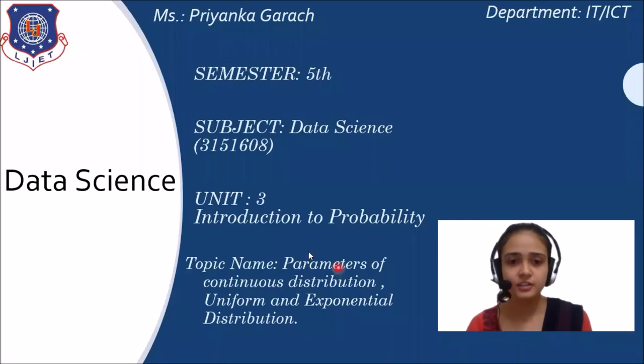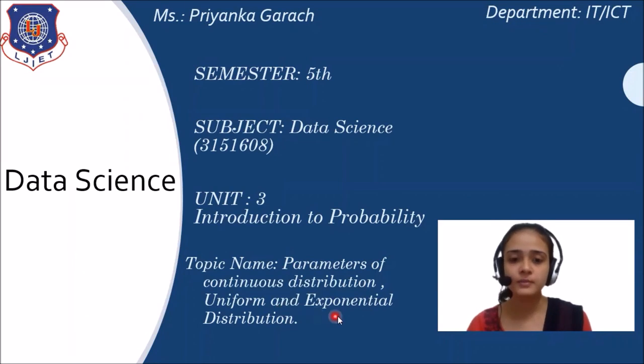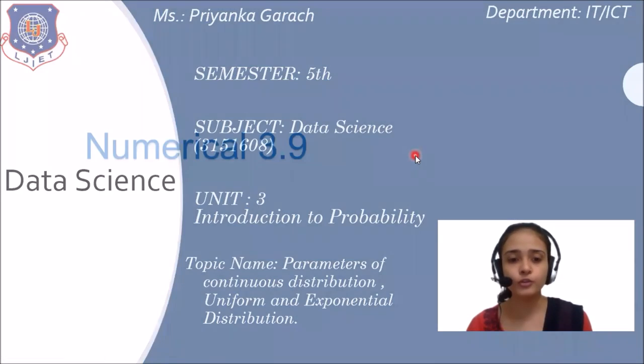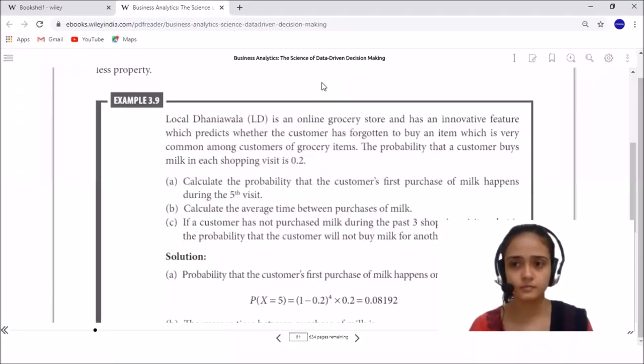In this video lecture, we will cover the topic that is the parameters of the continuous distribution, uniform and the exponential distribution from unit number 3. So before moving on to these topics, let's see one example, that is the numerical based on the geometric distributions. So this is my example 3.9.